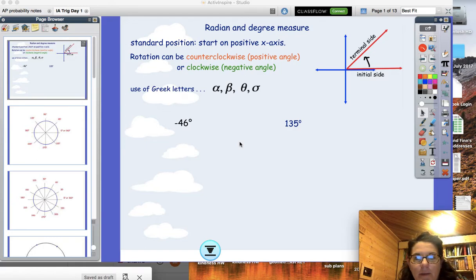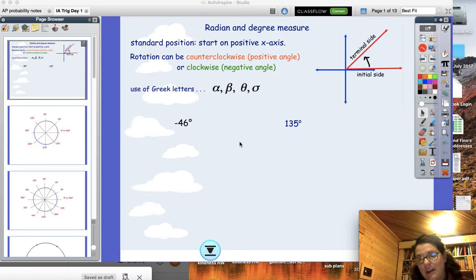So we're going to talk about this idea of angles and how we can measure them in degrees or we can measure them in radians. And I don't think you've ever heard of radians before. But it's the idea of, if I want to measure length, I could measure the length of something in inches or meters or centimeters or feet. And so I can measure angles in two different ways: degrees, which you're used to, and then radians, which I'm going to talk about today.